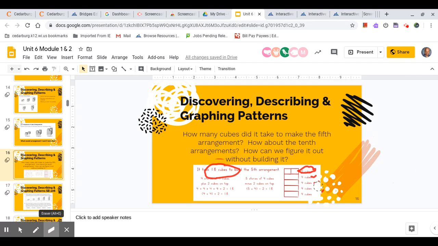So then if we wanted to find the number of cubes it would take for any row, we would have to multiply 4 times whatever row. So if it's the 25th row, we would multiply 4 times 25. And then we'd have to subtract 2 because that top row only has 2 cubes in it. It doesn't have 4 cubes. And that would give us our answer for the number of cubes needed to build any arrangement in this pattern.